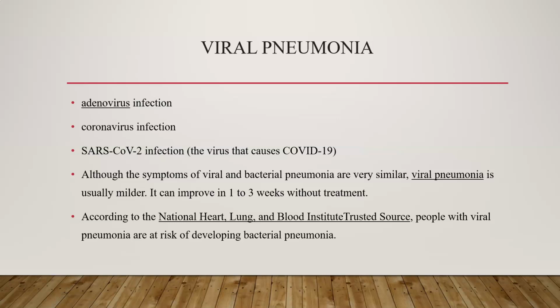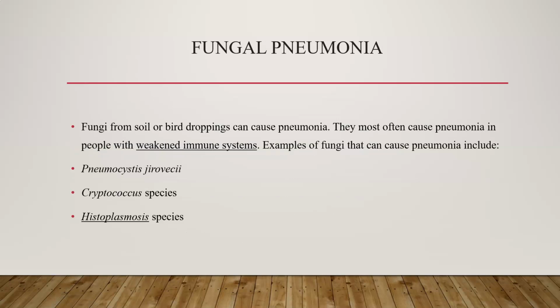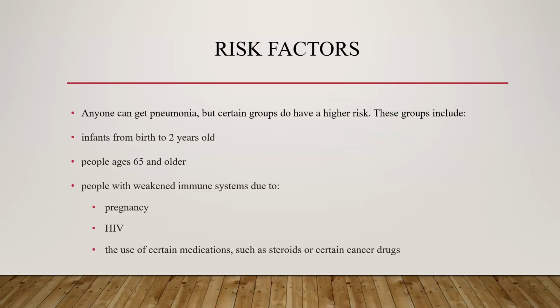According to the National Heart, Lung and Blood Institute, a trusted source, people with viral pneumonia are at risk of developing bacterial pneumonia. Another common cause which I listed is fungal infection. Fungi from soil or bird droppings can cause pneumonia. They most often cause pneumonia in people with weakened immune systems. Examples are Pneumocystis jirovecii, Cryptococcus species, and Histoplasma species.